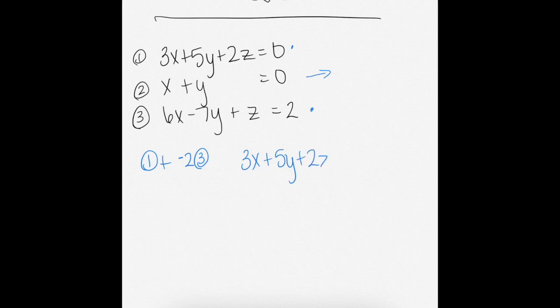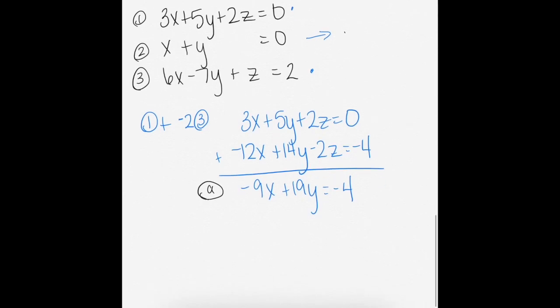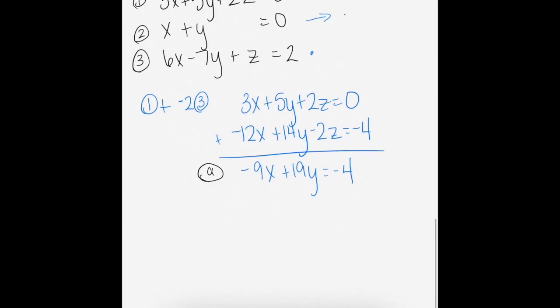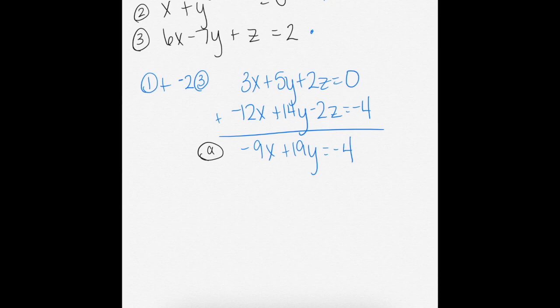All right, so equation 1 is 3x plus 5y plus 2z equals 0. Equation 3 multiplied through by negative 2 is negative 12x plus 14y minus 2z equals negative 4. Add them together, and I get negative 9x plus 19y, z's cancel, is equal to negative 4. This is going to be my A equation. Notice, instead of creating a B, I'm going to use 2 as though it were my B equation. So I have A and 2 that I'm going to use to get rid of another one.